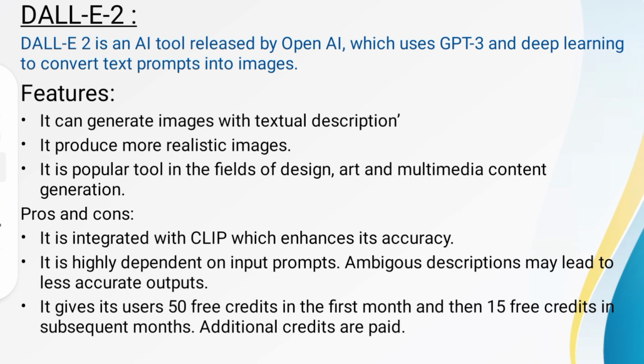DALL-E 2 is actually an image creating tool. It is an AI tool released by OpenAI which uses GPT-3 and deep learning to convert text prompts into images. It can generate images with textual description. It produces more realistic images of the processes. It is a popular tool in the fields of design, art, and multimedia content generation.